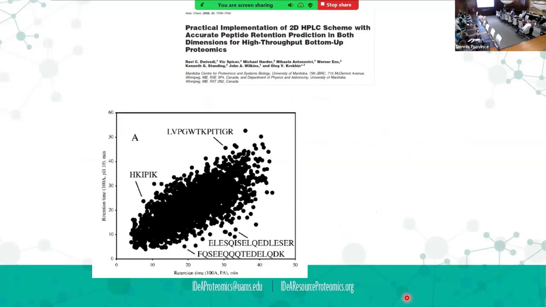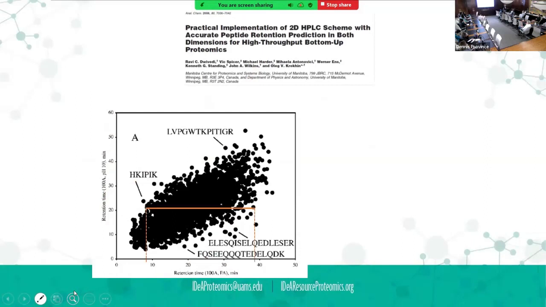And then there was another paper, and it's kind of the same thing. This is out of Ken Standing and Werner Ens's lab in Manitoba. We have pH 10 here, pH 3 here, formic acid. Again, I saw this correlation and thought, I can see that correlation line. Why would I want to fractionate like that?